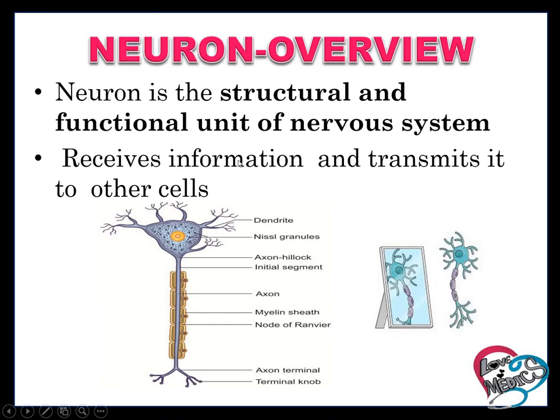Neuron overview. Neuron is the structural and functional unit of the nervous system. It receives the information and transmits it to other cells. The parts of the neuron are cell body, dendrites, Nissl granules, axon hillock, initial segment of axon, axon, myelin sheath, Schwann cell, node of Ranvier, axon terminal, and terminal knob.